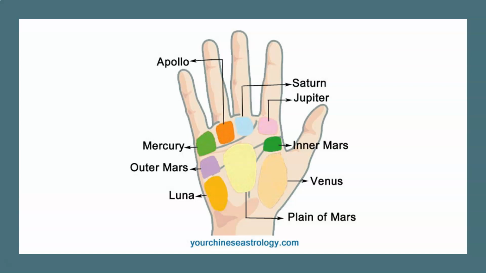What are some of the weaknesses of somebody that has the mount of Saturn higher than the others? Some of the weaknesses are fear, depression, hoarding, extreme introversion, melancholy, repressed, and pessimistic at times.